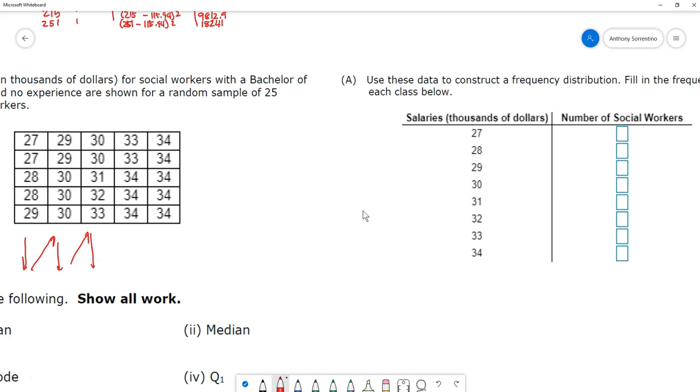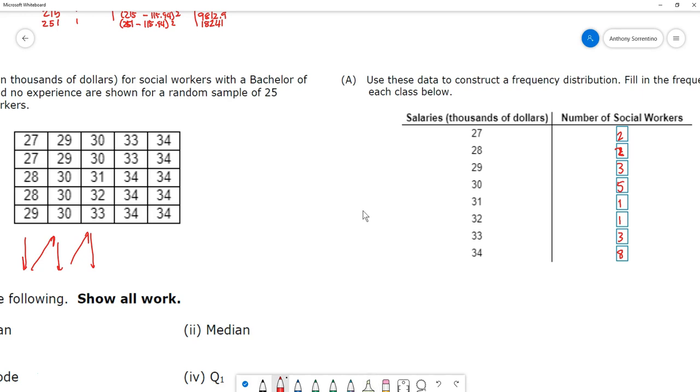So I can see that there's two 27s, there's two 28s, there's three 29s, there's five 30s, one 31, one 32, three 33s, and there are eight 34s. So here I have many more frequencies than I did in the previous one, but I would calculate some of these things in the same manner.